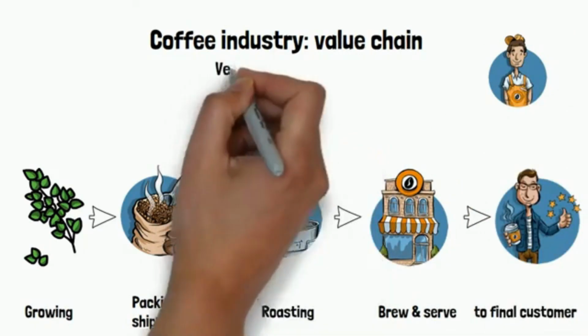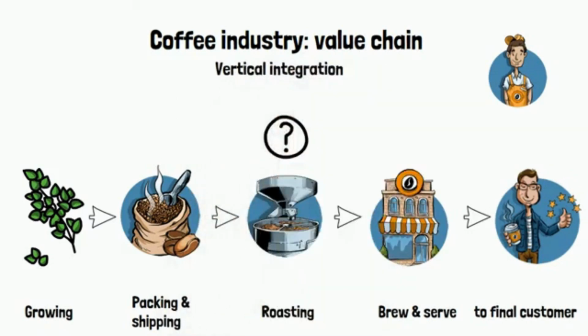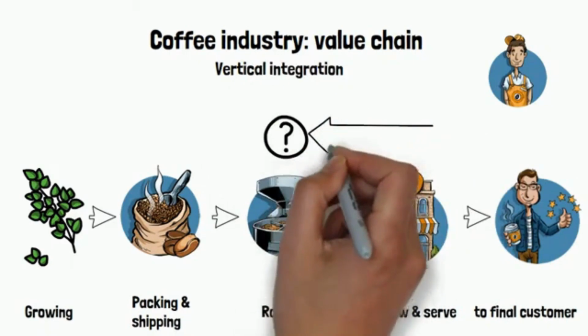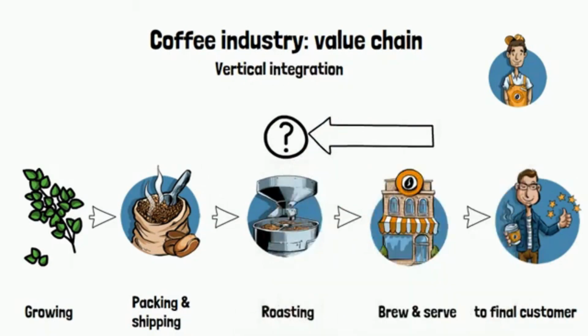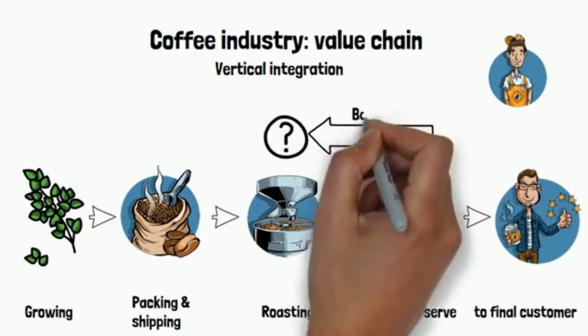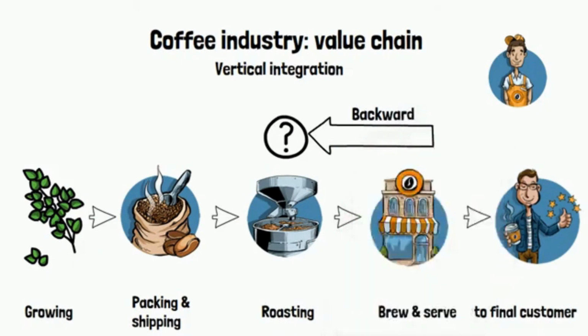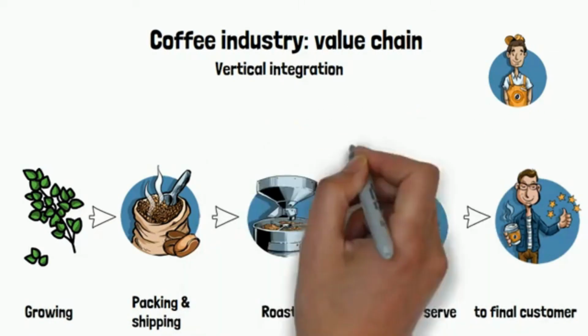If you decide to start roasting your own beans, then you are vertically integrating, as you are carrying out more activities along the value chain than before. When a company expands into an activity that is earlier in the value chain than the one it is already involved in, then the company is engaged in backward vertical integration. In other words, in backward vertical integration, a company starts making its own inputs. This is the case when a coffee shop starts roasting coffee.